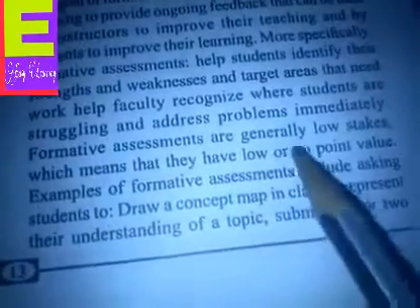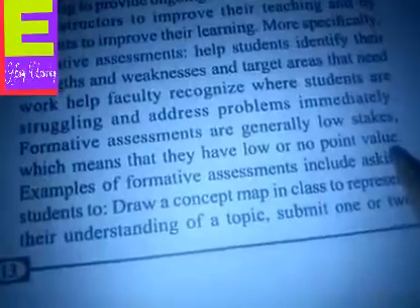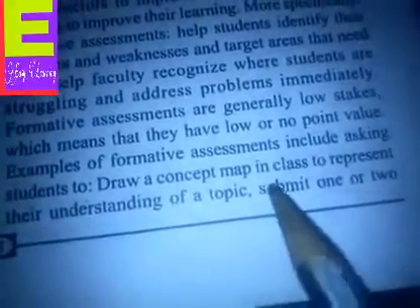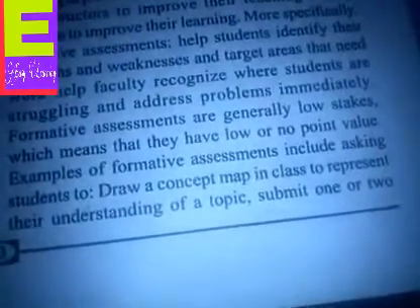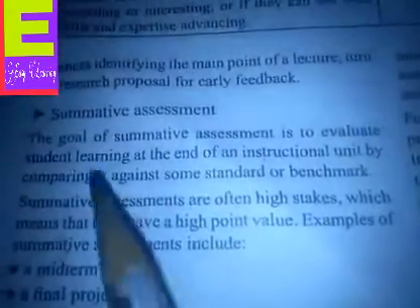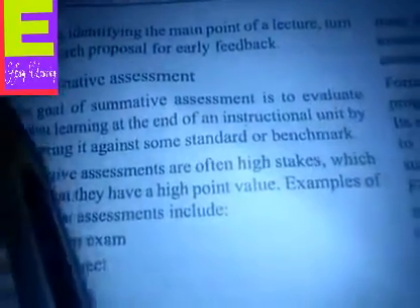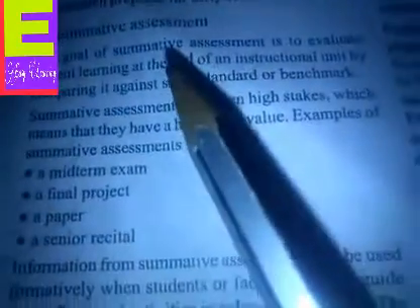Formative assessments are generally low stakes, which means that they have low or no point value. Examples of formative assessments include asking students to draw a concept map in class to represent their understanding of a topic, submit one or two sentences identifying the main point of a lecture, or turn in a research proposal for early feedback.